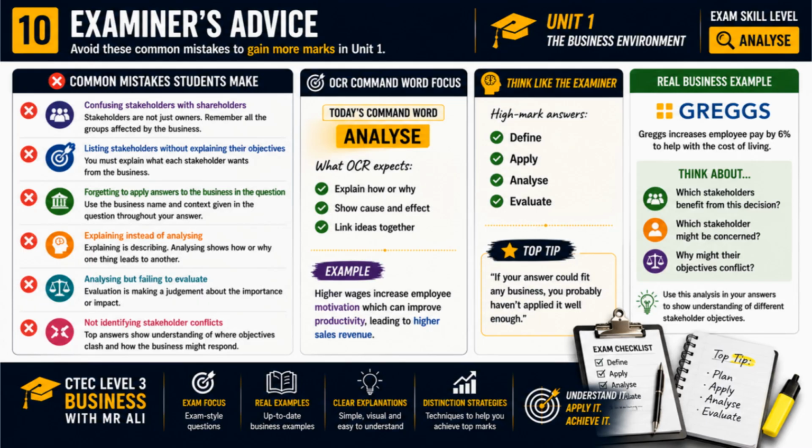So today's command word from OCR is analyze. Explain how or why, show cause and effect, and then link the ideas together logically in your paragraph. Example, higher wages increases employee motivation, which can improve productivity, leading to higher sales revenue, which will therefore make people like shareholders really happy, because if there's increased productivity, increased sales revenue, more profit coming through the business, share prices are going to go up, dividends are going to increase.